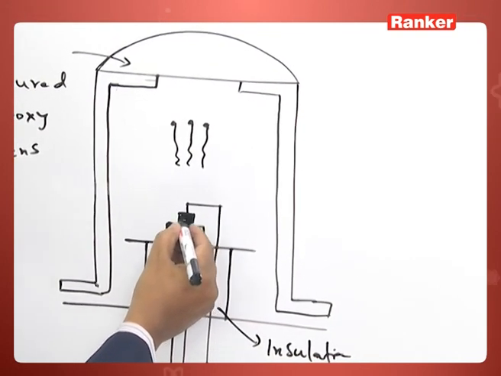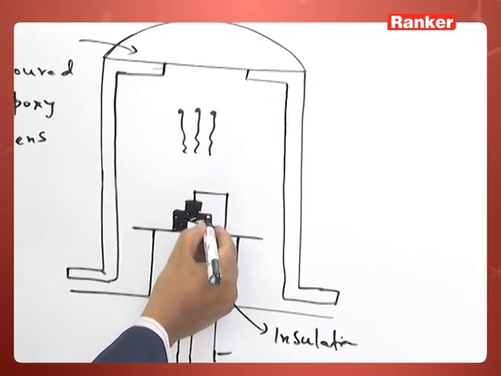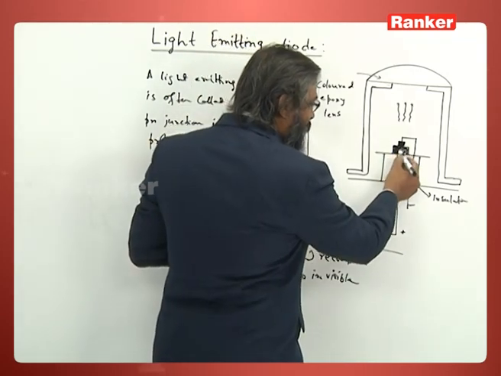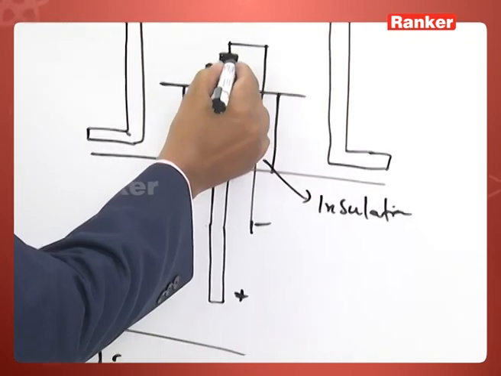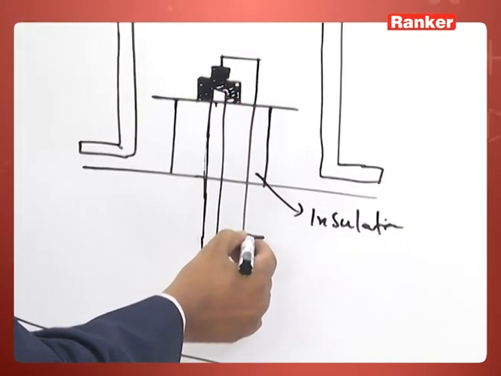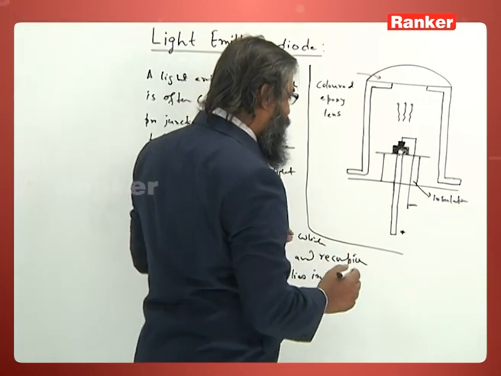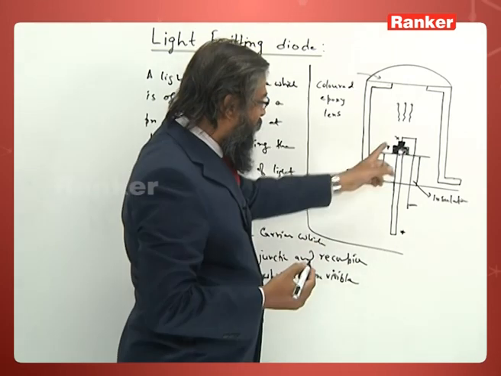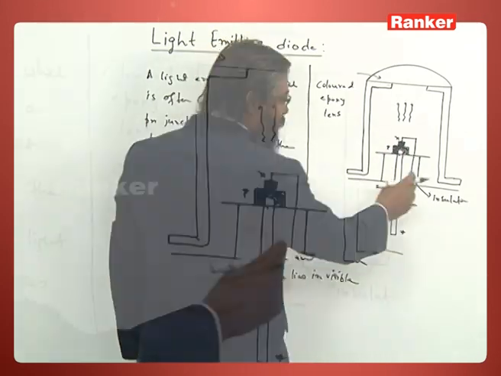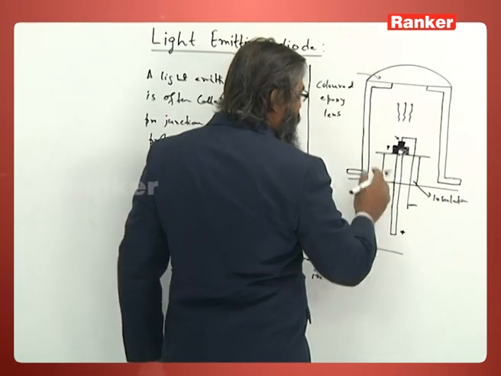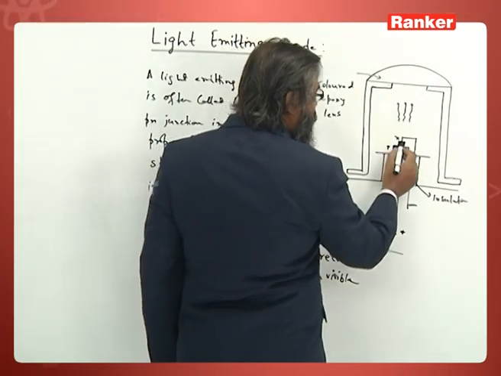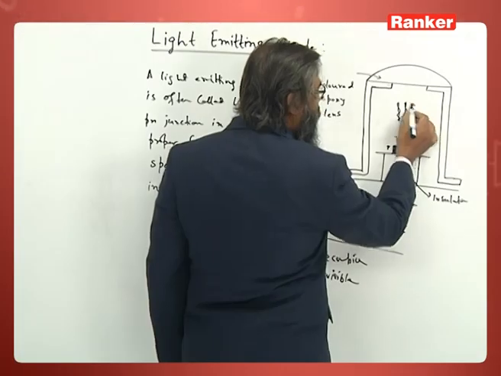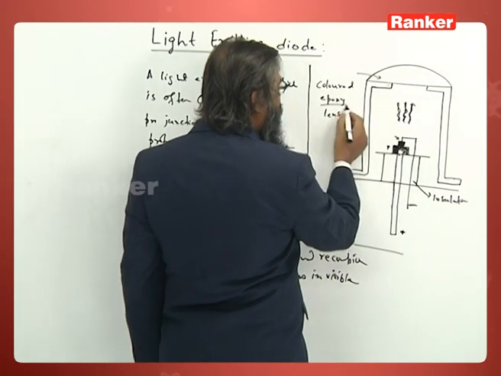This is the junction, and this is P type and N type. The remaining, you see this diode is very small. And one lead, this is a metallized contact, and this goes to the positive terminal, and from this it goes to the negative terminal. So, this is the PN junction, this is N and this is P type. P is connected to positive and N to negative for forward biasing. And then this is the insulation. This design is such that the light emitted goes here, and this is a lens, an epoxy lens, a colored epoxy lens.